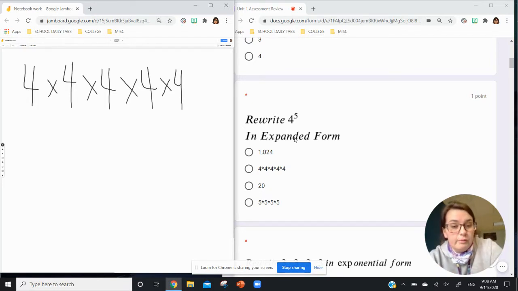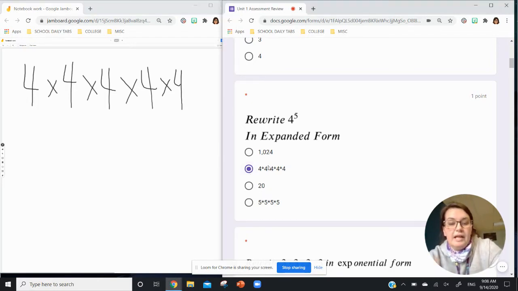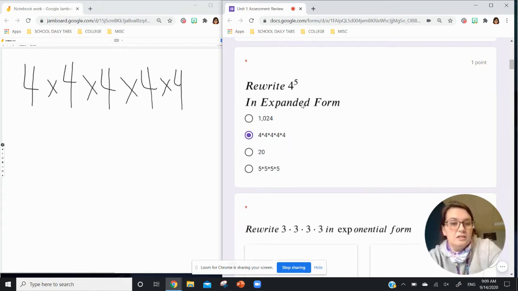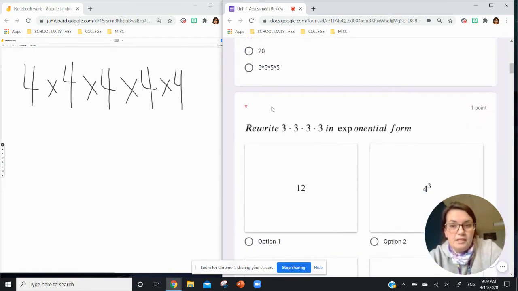So this is how we would expand it out. My answer would be this one. There's 4's being multiplied 5 different times. It's not 4 times 5, it's 4 to the 5th power, or 4 is being multiplied 5 times. Okay, next one.